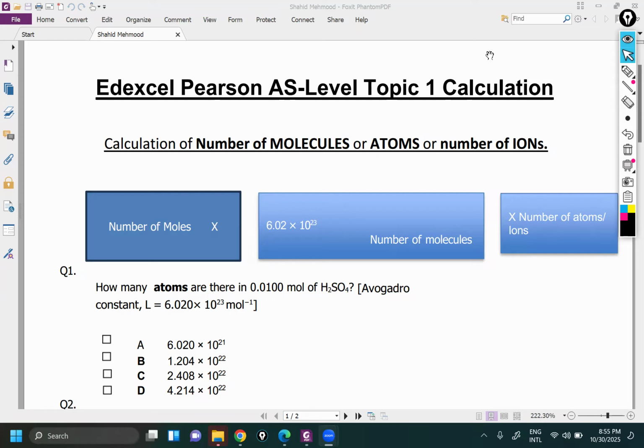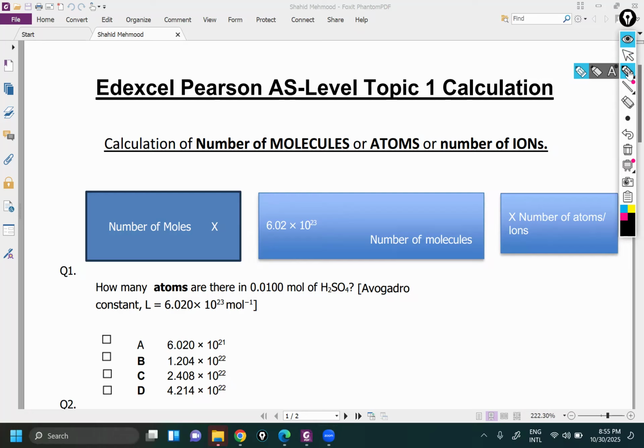Today I will teach you how to calculate the number of molecules, number of atoms, or number of ions for Unit 1 ACE level at Excel Pearson Chemistry. For such calculation, I use three boxes formula. In the exam, you are not supposed to draw the boxes, but you have to follow it by using the calculator directly, and it will save your time and tell you which one is the correct answer.